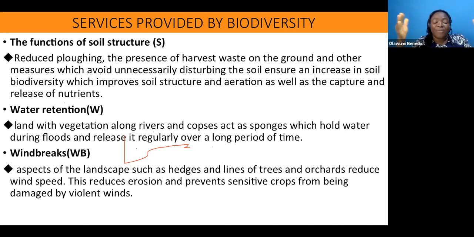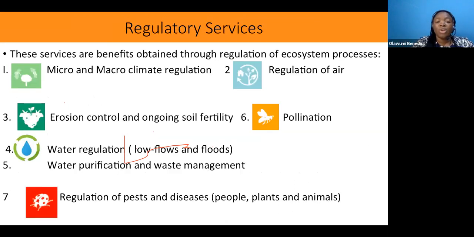If we don't guide our investment very well, it might affect our yield, might affect so many things that might come to happen on our farm. So we need to have windbreaks on our farm. So having said that, we move to the next service.